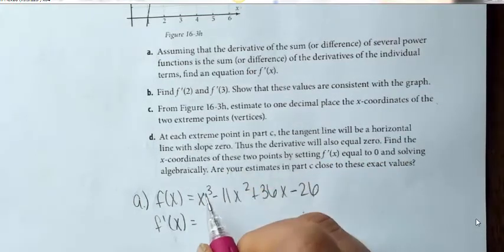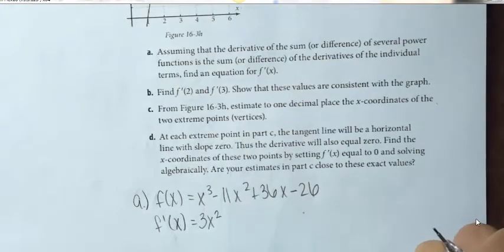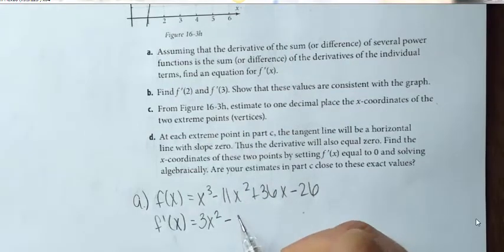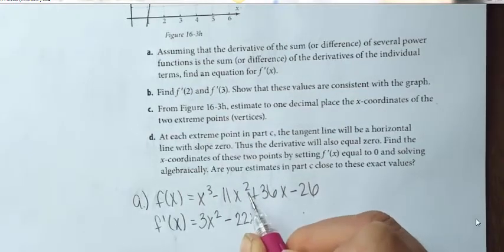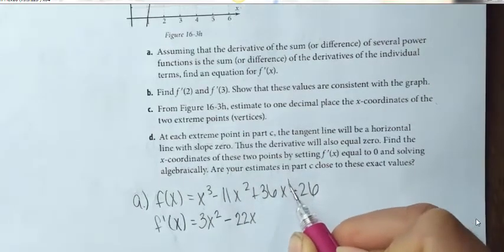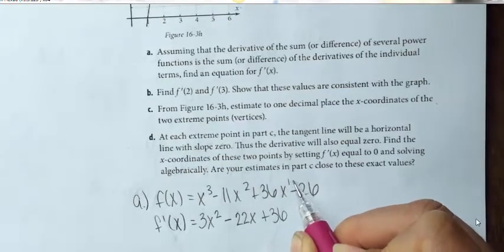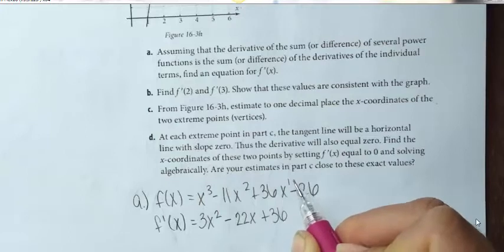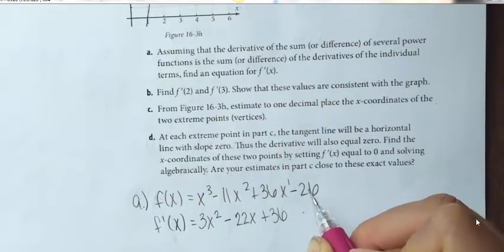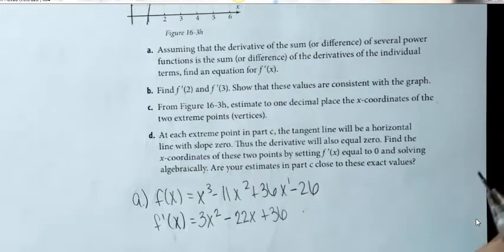So x cubed, bring down that 3, take 1 power away. There it is. Next term, it's a negative. Bring down that 2, it's negative 22x, and then take 1 power away, so x to the first. This is x to the first already. Bring that 1 down, it's just going to be positive 36. If I subtract 1 from 1, I'm going to get 0, so I have no more x's. And then the constant always goes to 0. Okay, A is done.